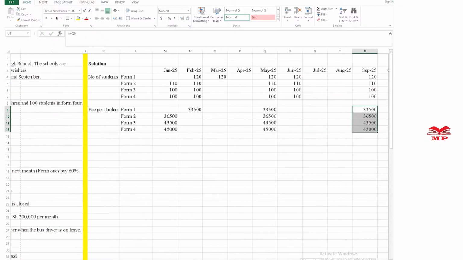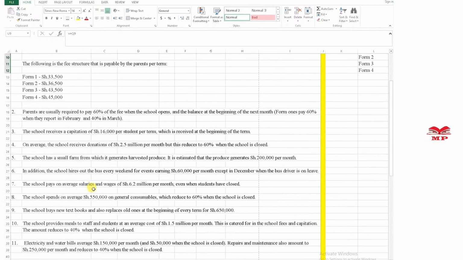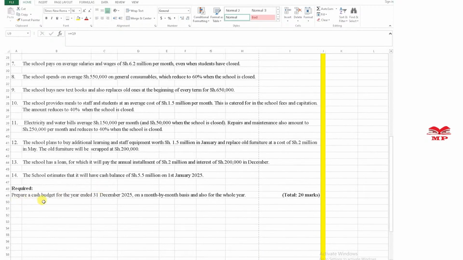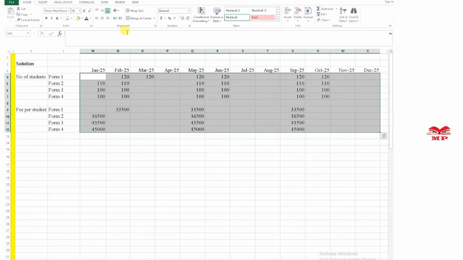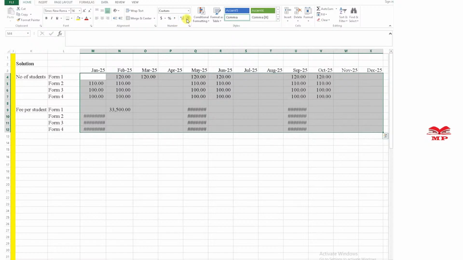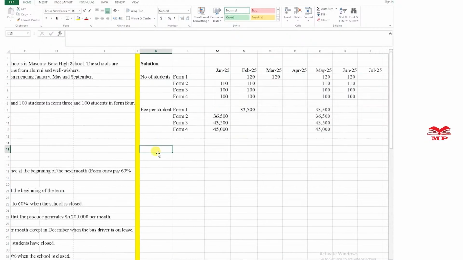So now, once we have that, let's prepare the cash budget, because what we've been informed right here is to prepare a cash budget for the year ended 31st December 2025 on a month-on-month basis, and also for the whole year. So this is the preliminary information put right over here. We will be able to break it down like I've just mentioned earlier. I put the comma format and then 2 decimal points like that. That's what I need. Show the cash budget. So here we come to the cash budget.